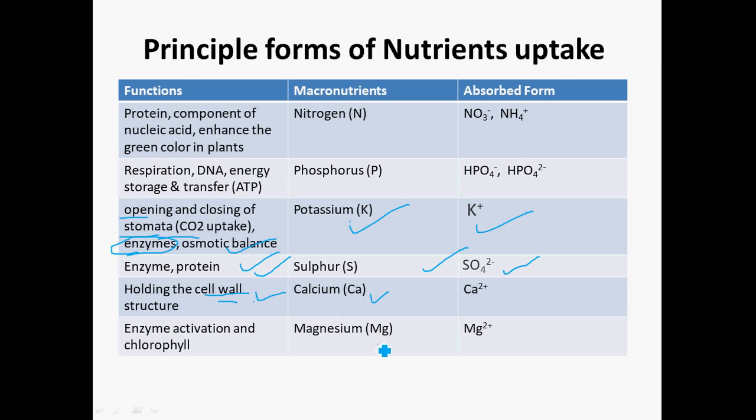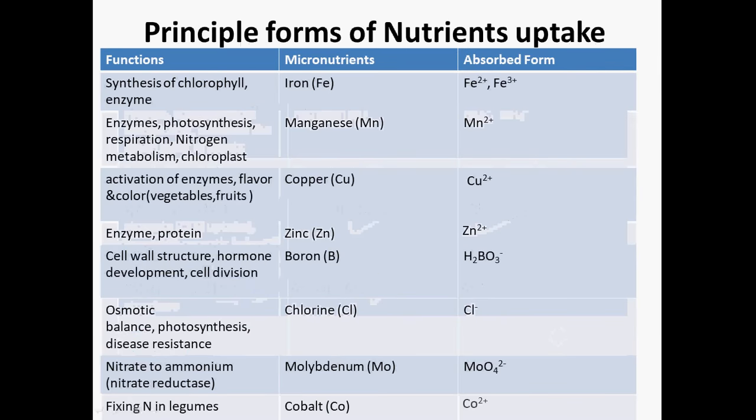Now the next one is magnesium. Magnesium is responsible for enzyme activation and chlorophyll formation. Chlorophyll is an important pigment responsible for the green color in plants, and it helps in the process of photosynthesis. Magnesium is a very important plant nutrient, and plants uptake magnesium in the form of magnesium ions.